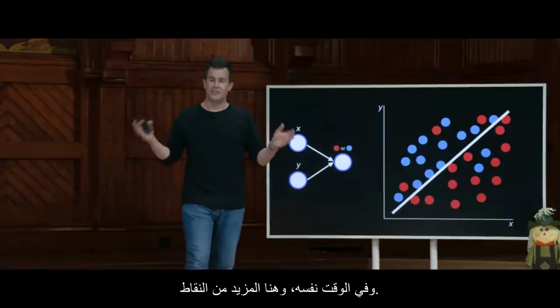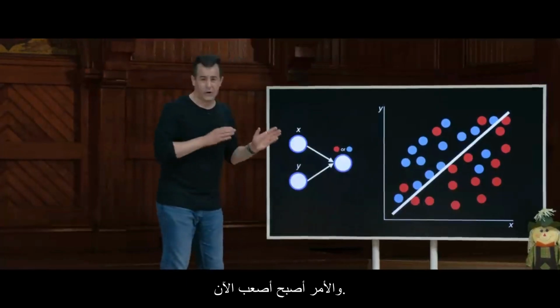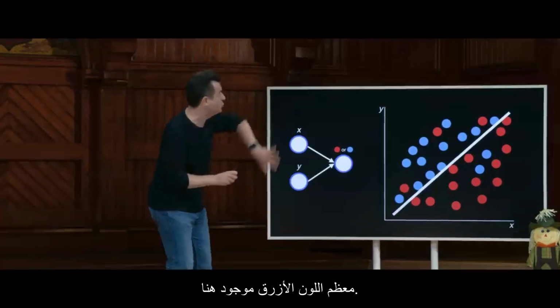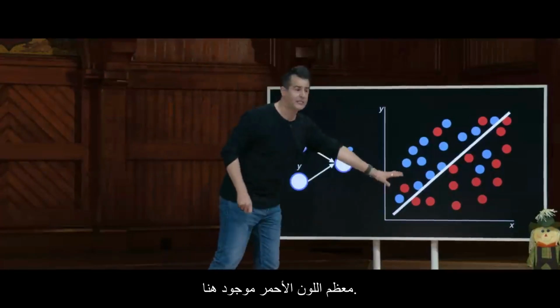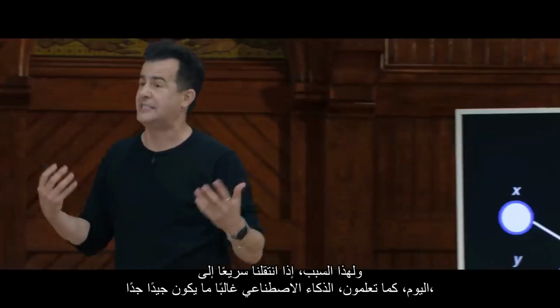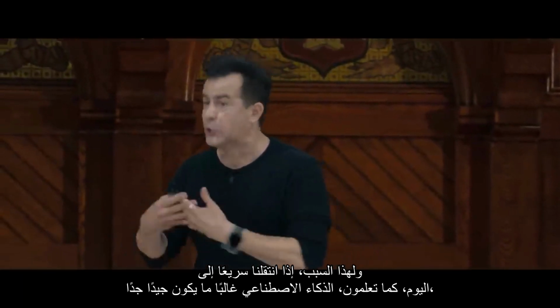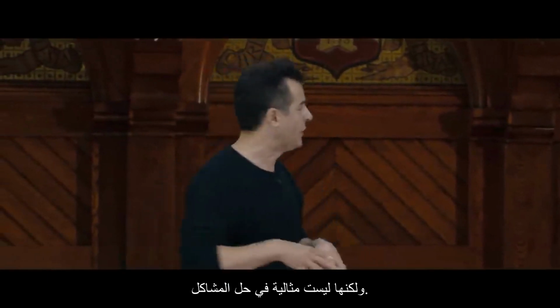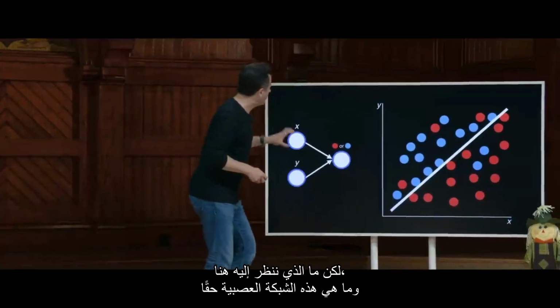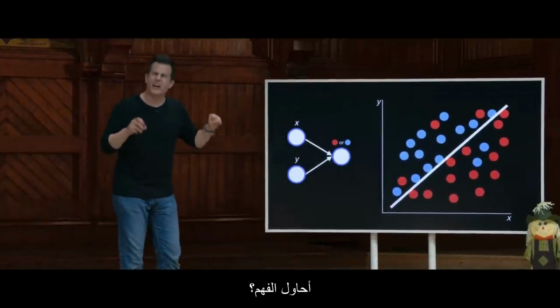Meanwhile, here's even more dots. And it's actually getting harder now. Like this line is still pretty good. Most of the blue is up here. Most of the red is down here. And this is why, if we fast forward to today, AI is often very good but not perfect at solving problems. But what is it we're looking at here? And what is this neural network really trying to figure out?